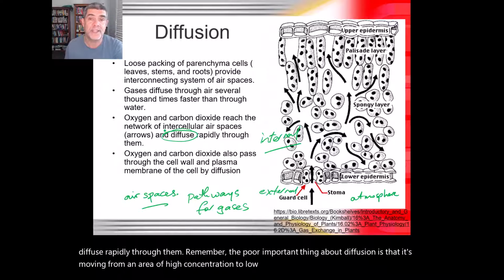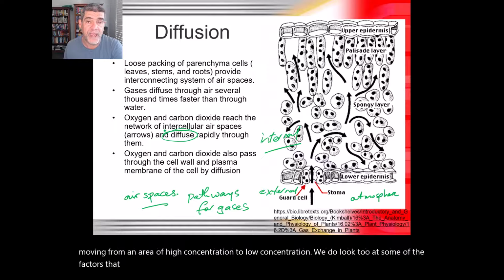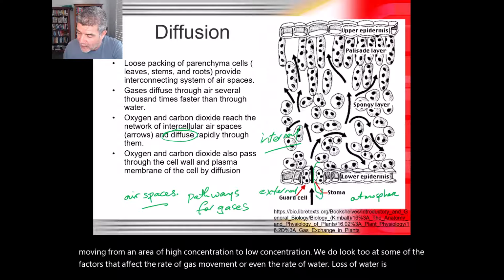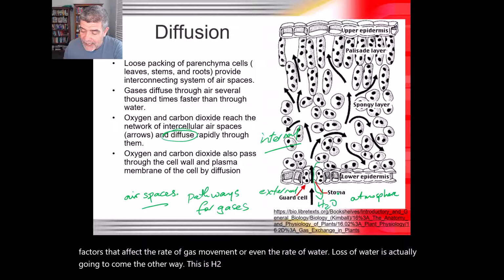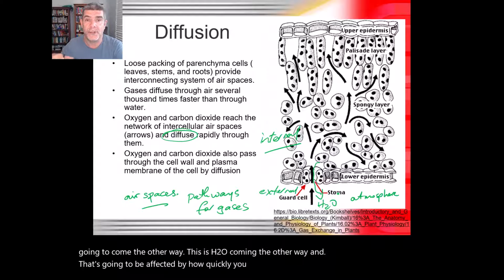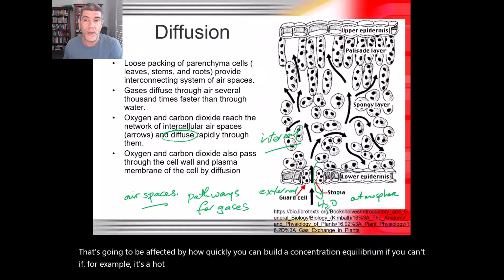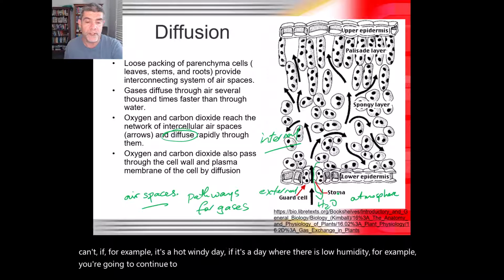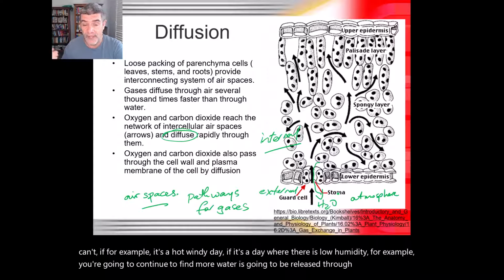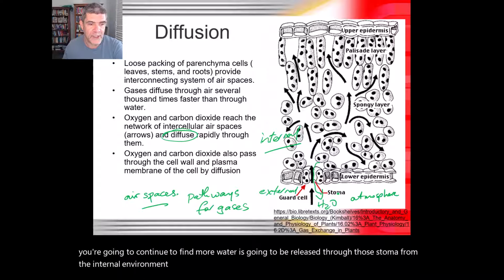We do look too at some of the factors that affect the rate of gas movement or even the rate of water loss. So water is actually going to come the other way. This is H2O coming the other way. That's going to be affected by how quickly you can build a concentration equilibrium. If, for example, it's a hot windy day, or a day where there is low humidity, you're going to continue to find more water is released through those stomata from the internal environment of the plant to the external environment.